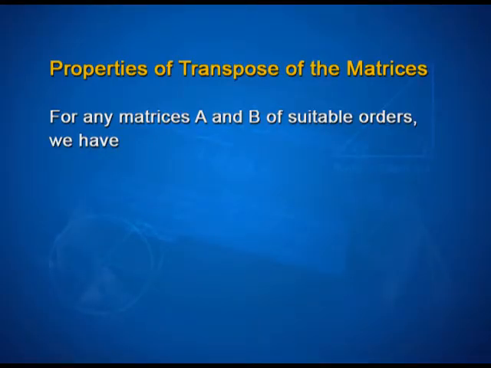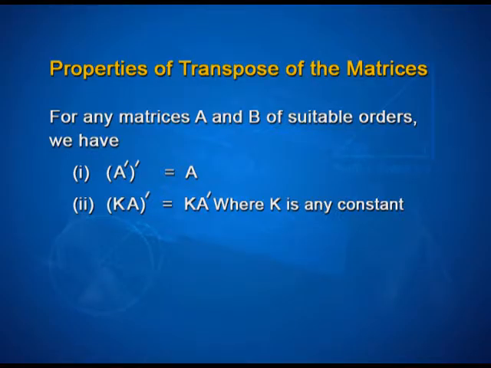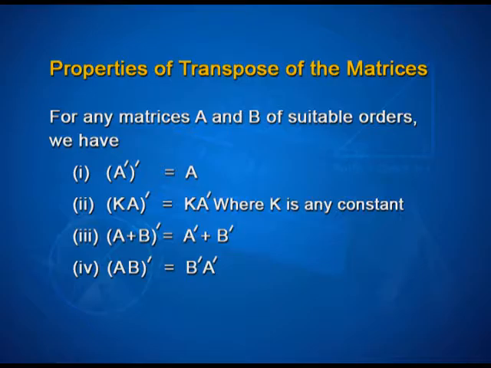Now, let us discuss some properties of the transpose of matrices. For any matrices A and B of suitable orders, we have: transpose of transpose of A is equal to A. Second property: transpose of K into A is equal to K into transpose of A, where K is any constant. Property 3: transpose of A plus B is equal to transpose of A plus transpose of B. Property 4: transpose of product AB is equal to transpose of B into transpose of A.